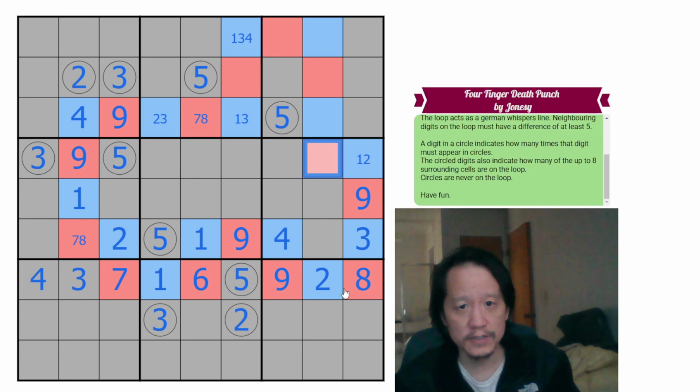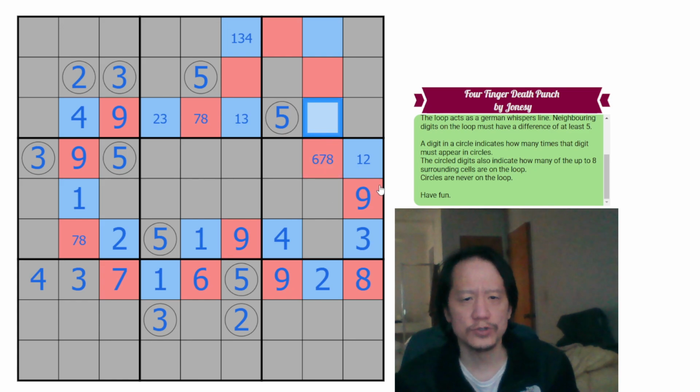This could be 6, 7, or 8. This cannot be 2. So this is 1 or 3. It cannot be 4. So we have a 1, 3, 1, 3 pair in row 3. Therefore, the rest of the row cannot contain a 3. Therefore, this is a 2.